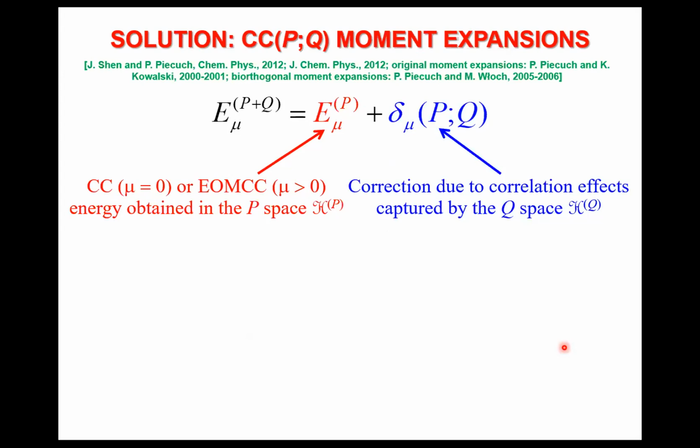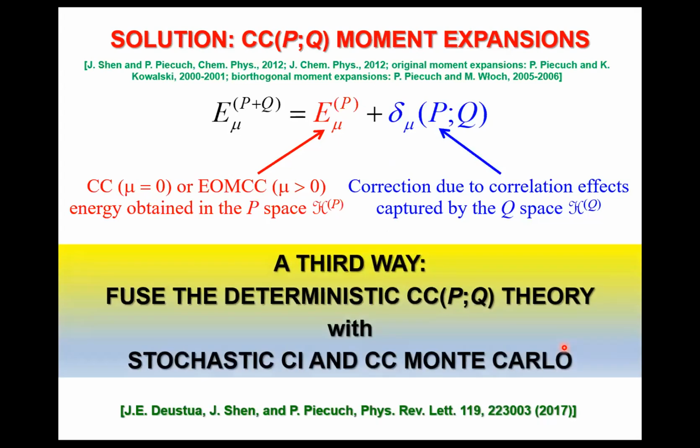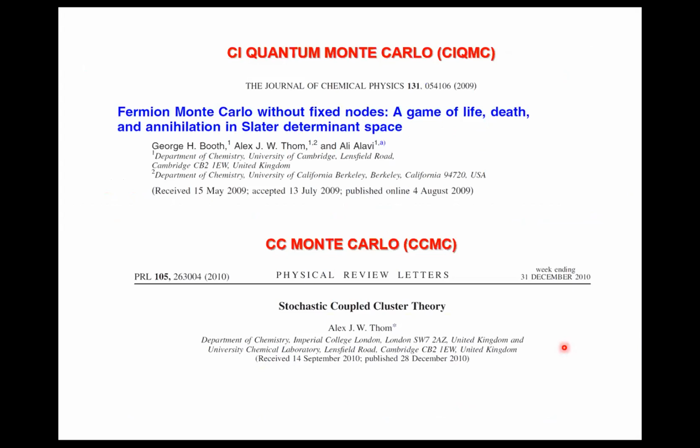So we ask ourselves the question, can we make this process more automated? That is, can we define P spaces in a more automated fashion? And we discovered that one can do this when we help ourselves by fusing the deterministic CC(P;Q) theory with stochastic CI or coupled-cluster Monte Carlo. So in the stochastic part, I'll rely on CI and coupled-cluster Monte Carlo ideas that were introduced by Ali Alavi, Alex Thom, George Booth, and co-workers. Now I'm assuming that the audience knows what quantum Monte Carlo is. Here we'll be talking about quantum Monte Carlo wave function propagations in the many-electron Hilbert space.